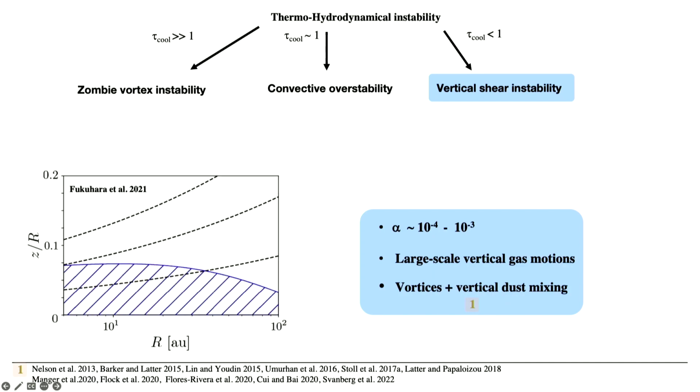So here I plot the occurrence map over height and radius, and in this blue hatched region, you see this is where we would expect the VSI to operate. This is very, very sensitive to the dust properties and to the gas mass. If you have a very massive disk, this can be larger, and if you have, let's say, a low mass disk or very, very large grains, this also shrinks. So it's very, very sensitive to this.